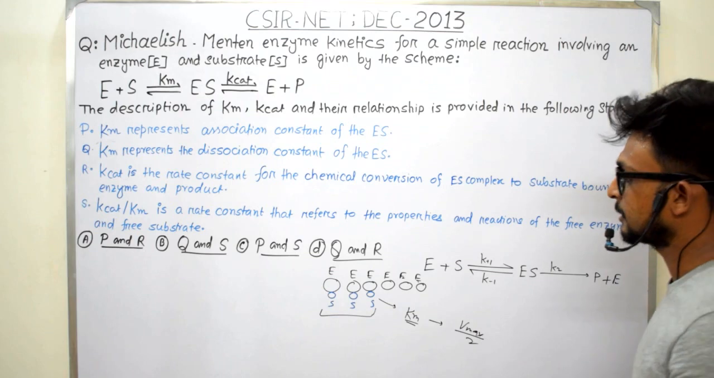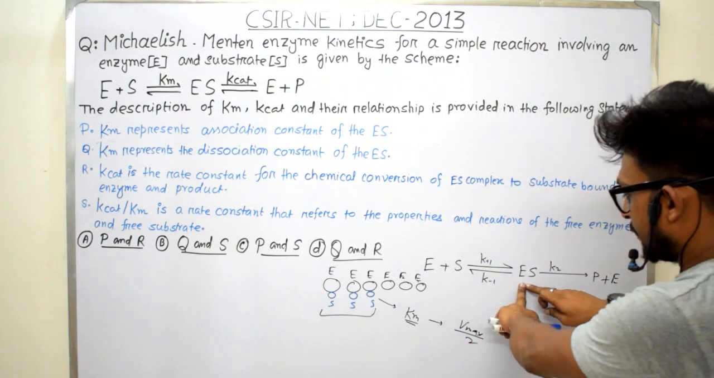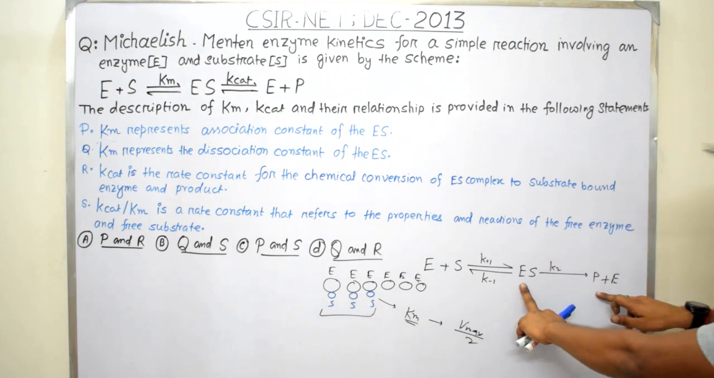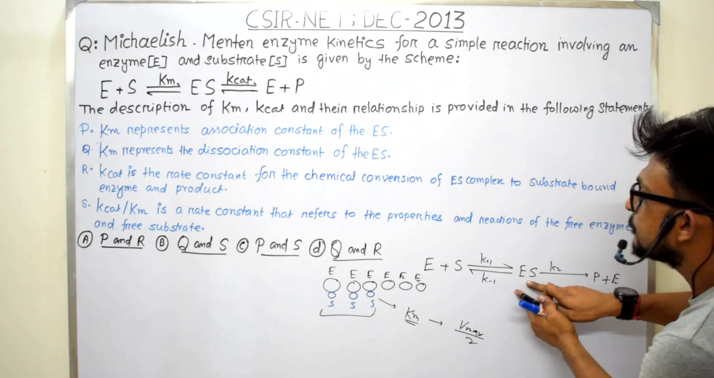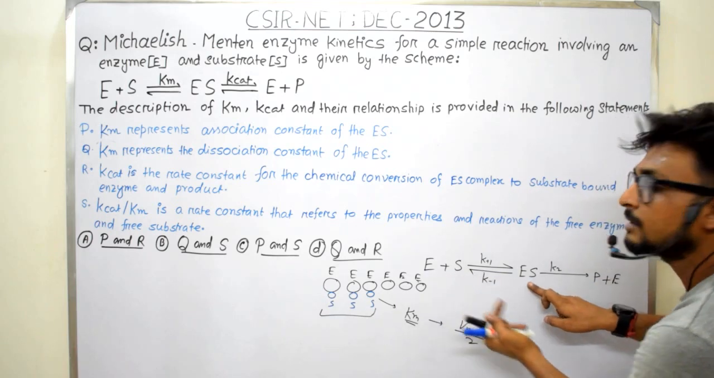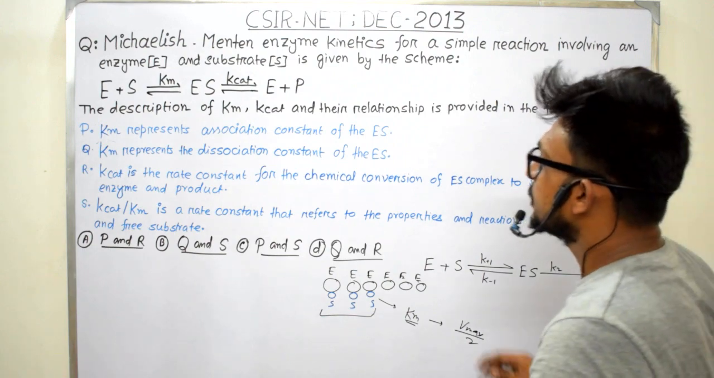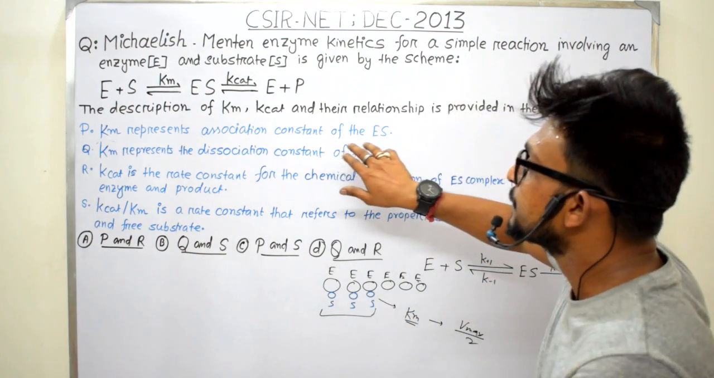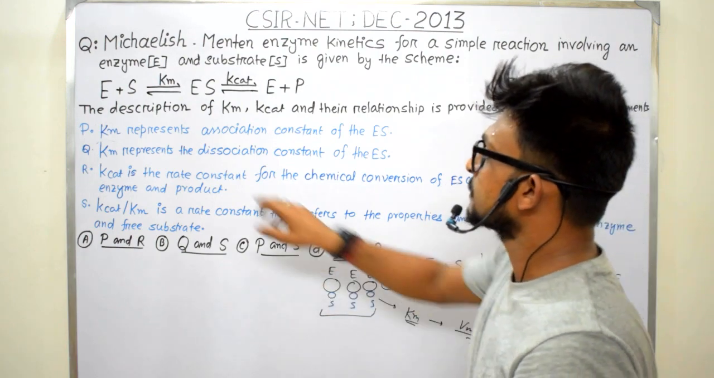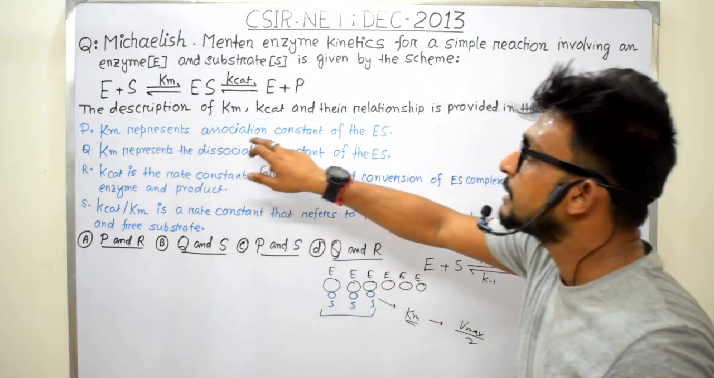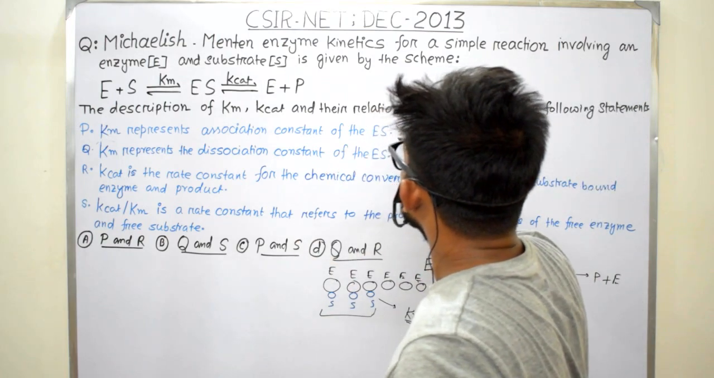and that will be free from the complex. So from this enzyme substrate complex, if we go in this direction, it is dissociating the enzyme substrate complex, and if we go in that direction, it is also indicating the dissociation reaction, right? So here we can see Km represents the dissociation constant of the ES, or enzyme substrate complex. So the first statement can be eliminated easily. I'm just making it cross.